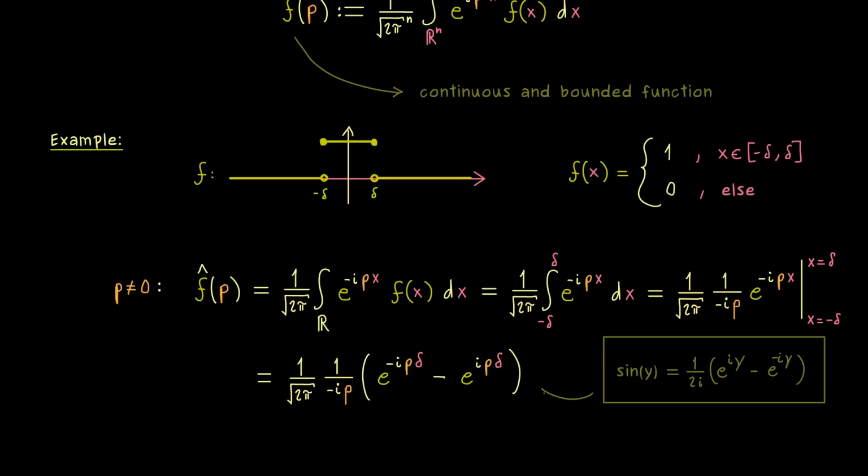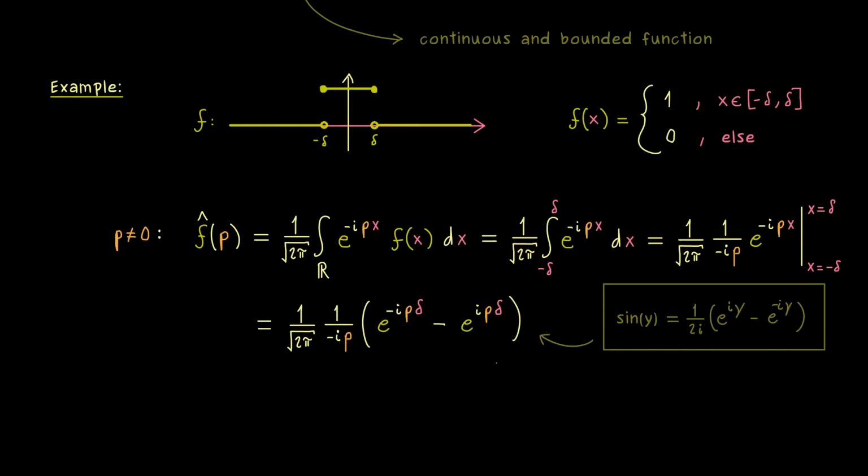So this is what we can use here, and then we have a sine function where we put in p times delta. So the minus i in the denominator vanishes and we have a factor 2. And there we have it, this is our result, this is the Fourier transform of our given function f.